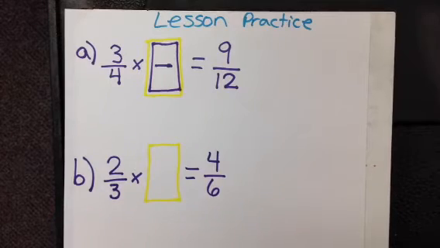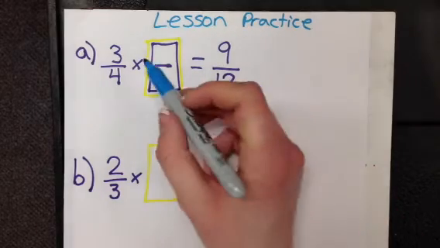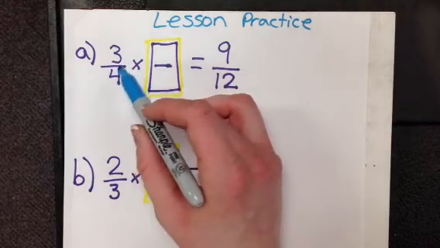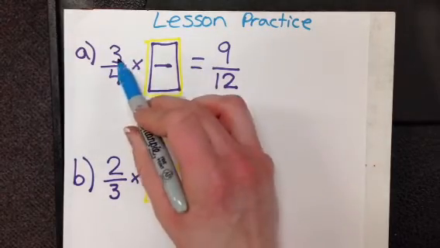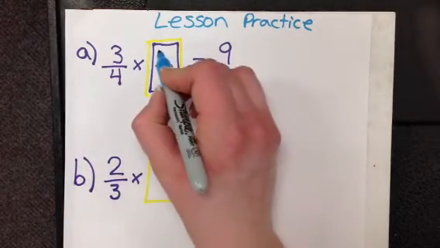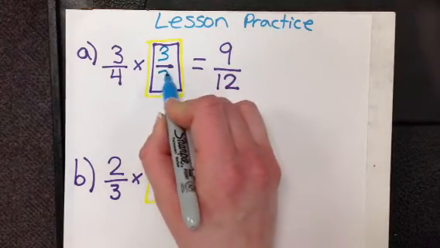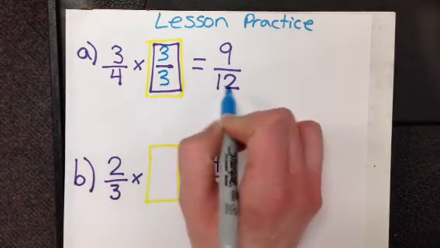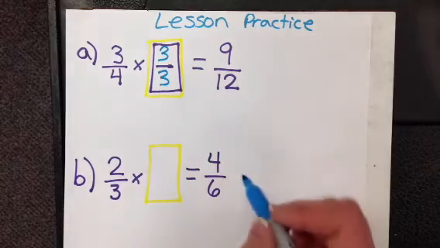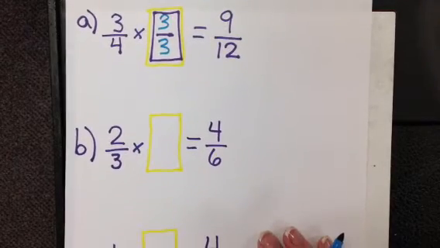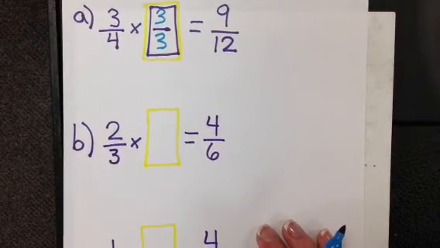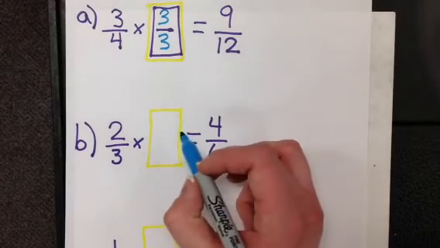We're going to end with a couple quick lesson practices. We have 3/4 times something over something equals 9/12. In this case, we can start at the top or the bottom because we know both sides. 3 times what is 9? That's 3, which means we'll have 3 on the bottom. Do a check. 4 times 3 is 12. So 3/3 would be it. I'm going to kind of fly through these because we might run out of video time.